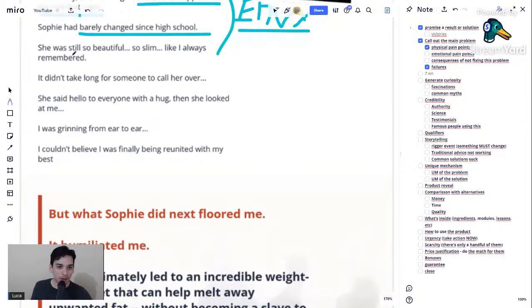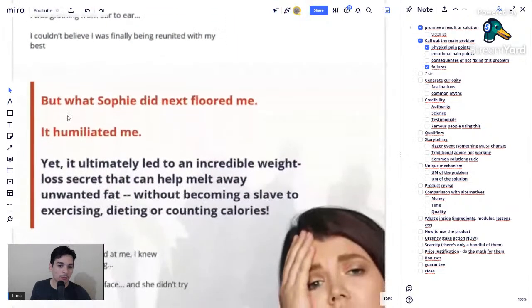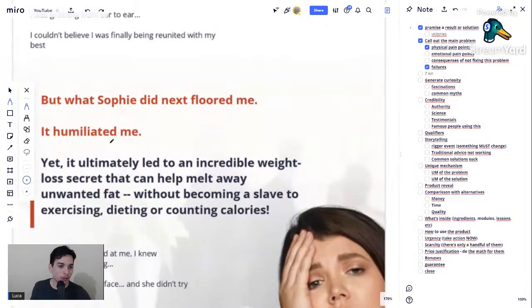So yeah, she was still so beautiful, so slim, like I always remember. It didn't take long for someone to call her over. She said hello to everyone with a hug, and then she looked at me. I was grinning from ear to ear. I couldn't believe I was finally being reunited with my best friend. But what Sophie did next floored me. It humiliated me.